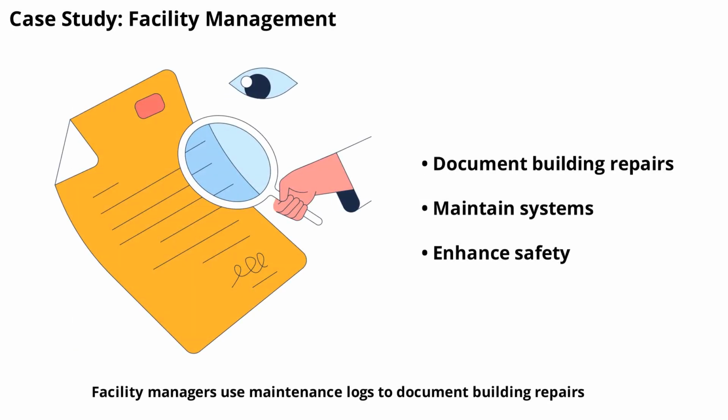Facility managers use maintenance logs to document building repairs, inspections, and upgrades. By keeping thorough records, they ensure that all systems, like HVAC, plumbing, and electrical, are properly maintained. This proactive approach enhances occupant comfort and safety while minimizing costly repairs.